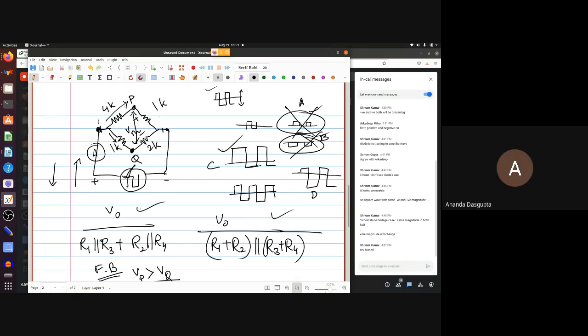Yeah, the current through 3K is higher, but that alone will not tell you anything, because if you were to swap the 2 and 1, it's not the overall resistance which matters, it's the ratio which matters.